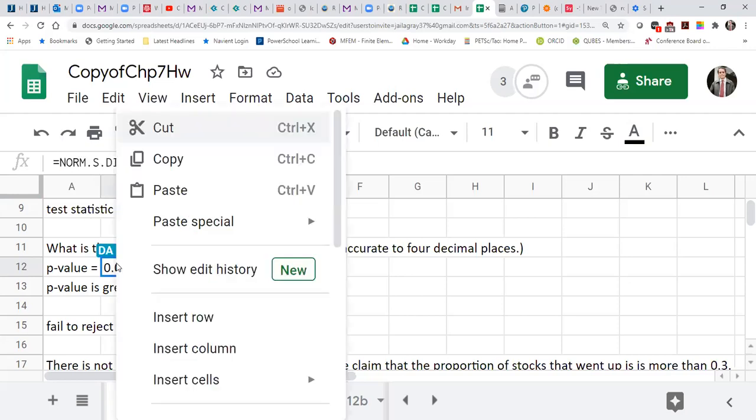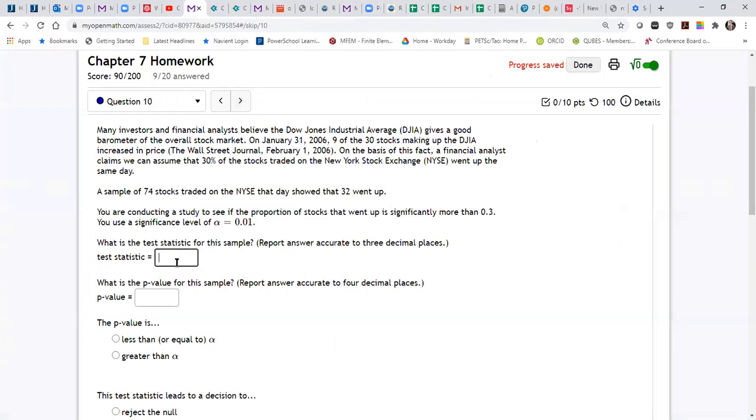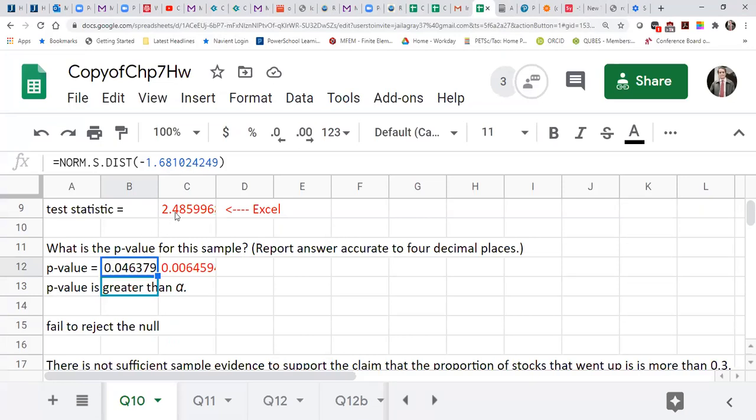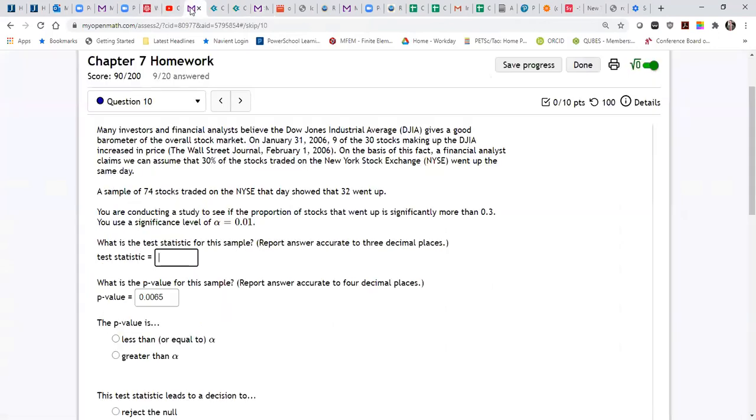Okay, so let me put this. Copy this. Oops, sorry. Yeah, copy, right? And then paste it here. Okay. And you need to round up to 4 decimal places. I think it should be 65, right? And then the test statistic will be positive. Will be this one. Oh, sorry, not this one. And you need to round up to 3 decimals. So this will be 6, right?